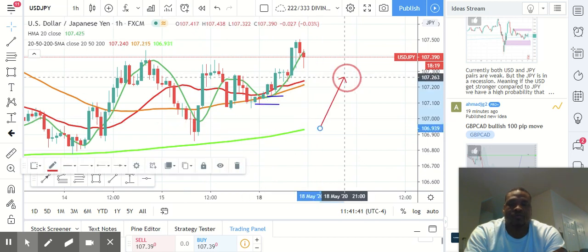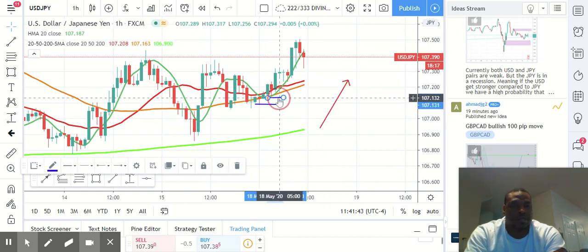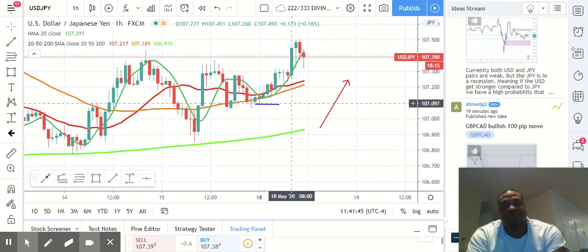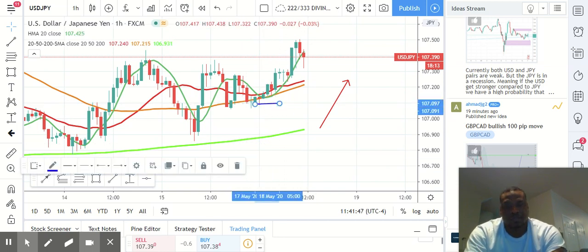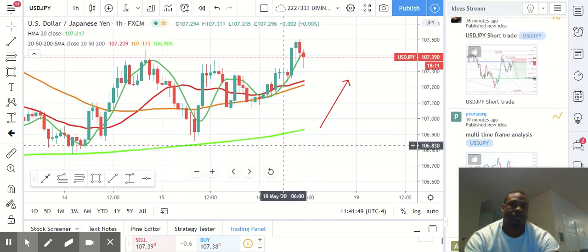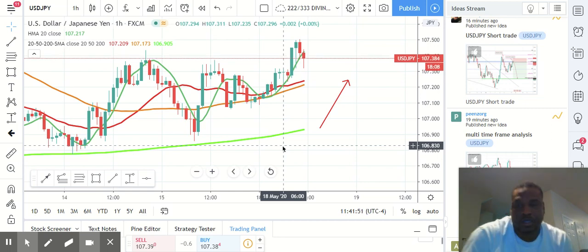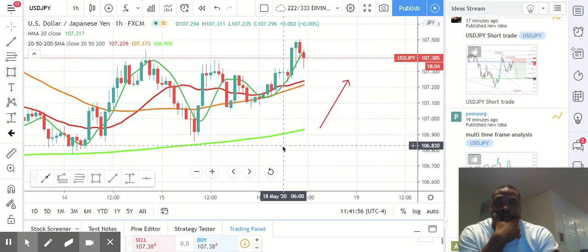Okay. So moving averages serve as, like I said before, support and resistance, but also help you identify zones, get a feel for where any currency pair, any stock or whatnot wants to go.